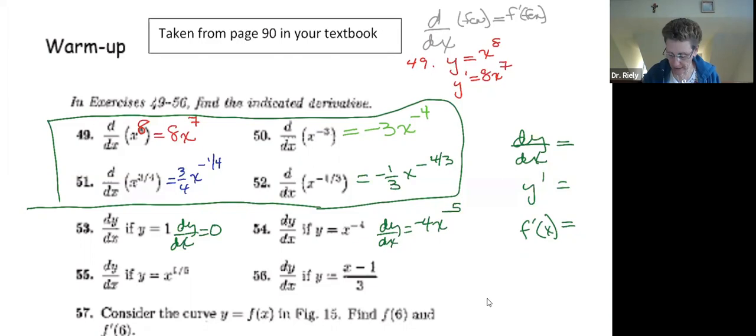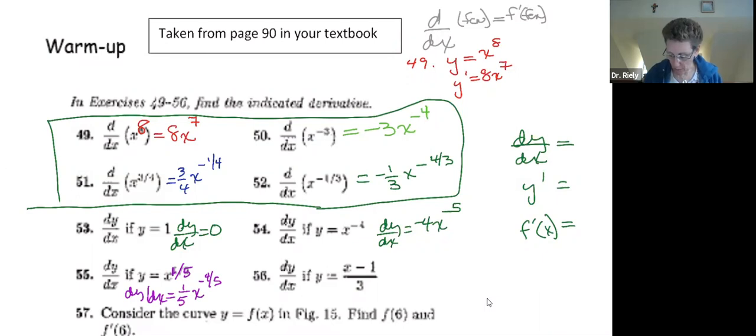Okay, dy/dx, if y equals x to the 1/5 power. Down below here, I would say dy/dx equals 1/5 x to the 1/5 minus 5/5, which is -4/5. Okay, and the last one is tricky, but you have to think about what this is.